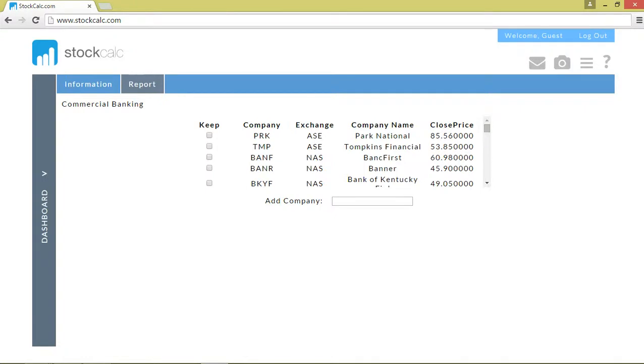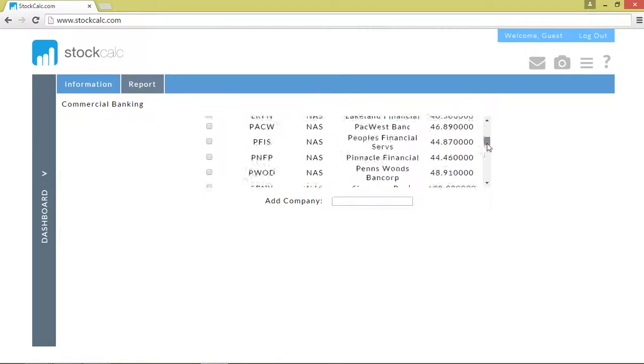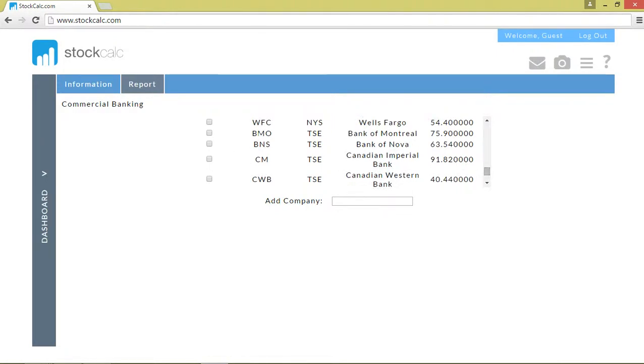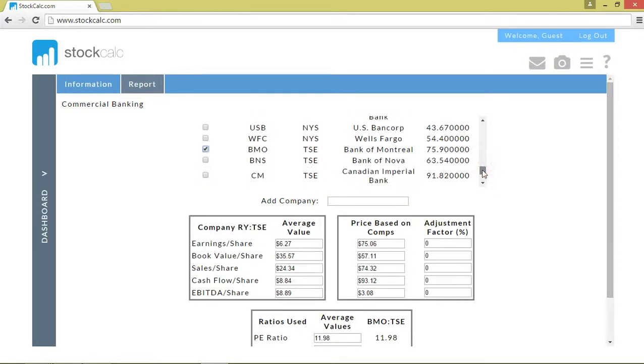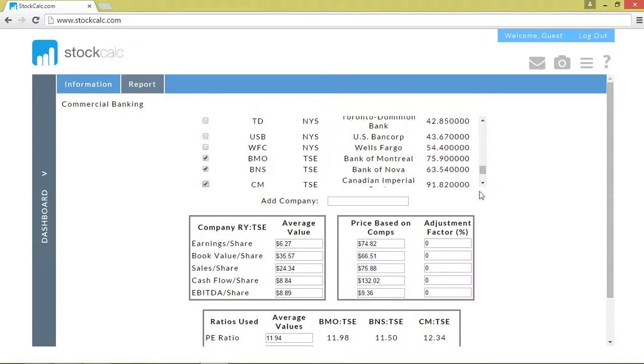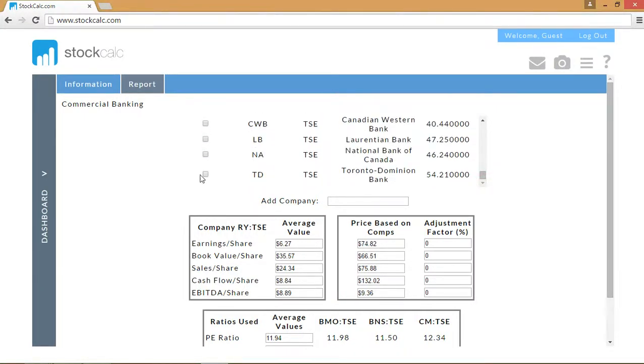So if I look at the exchange column, for example, I can quickly slide down to the companies on the Toronto Stock Exchange and start to select comparables such as Bank of Montreal, Bank of Nova Scotia, Canadian Imperial Bank of Commerce, and Toronto Dominion.